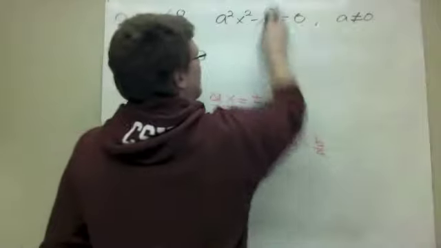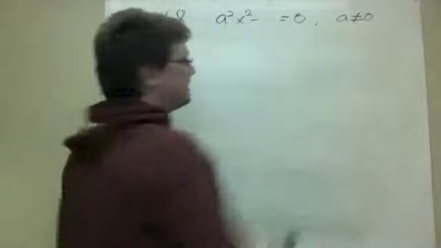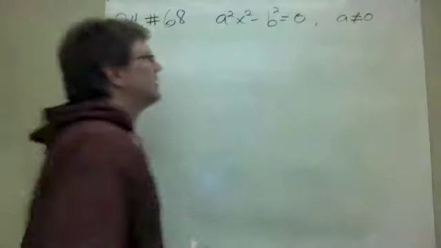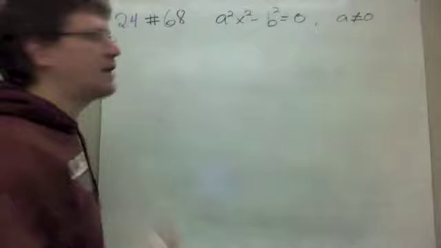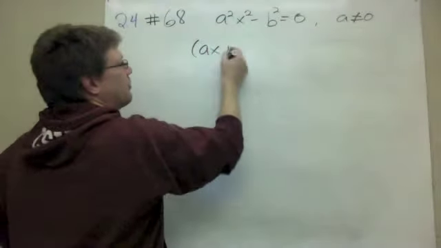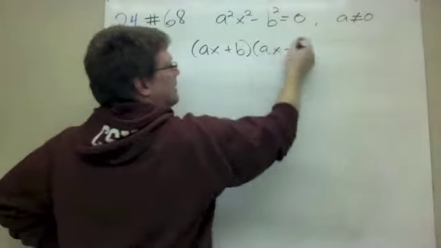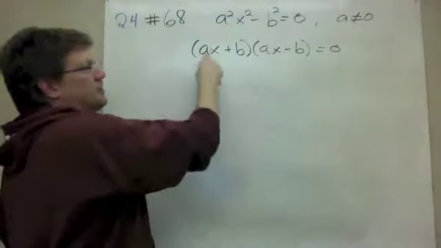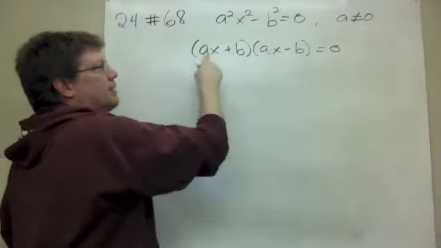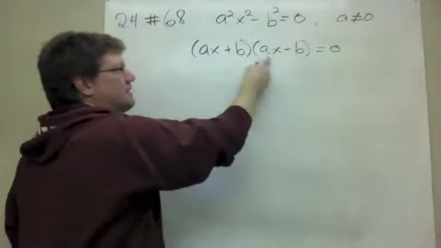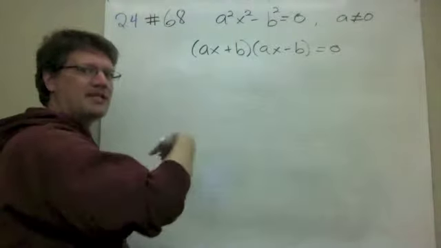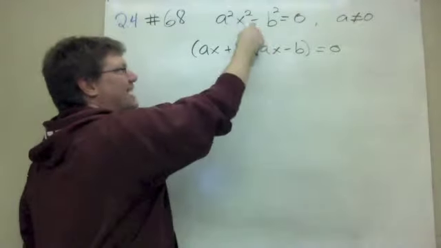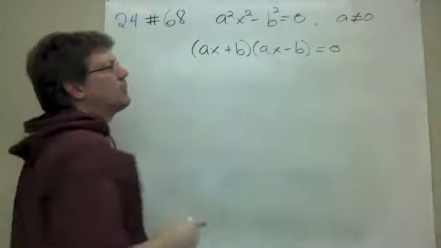Now, another way we can see is that this is a difference of squares. Differences of squares can be factored in terms of ax plus b and ax minus b. Because this times this is a squared x squared, this times this is minus abx, this times this is plus abx, so that term will cancel. And b times negative b is negative b squared.